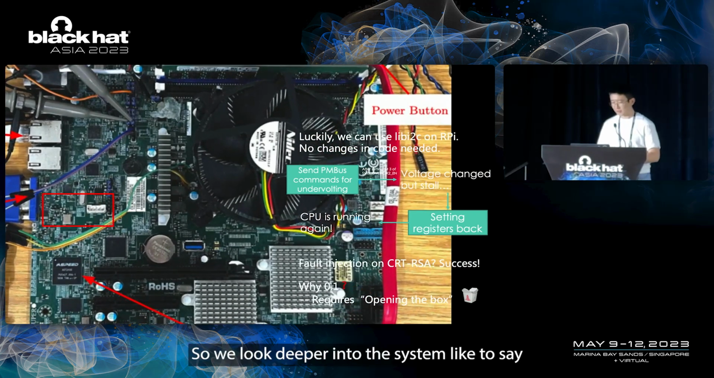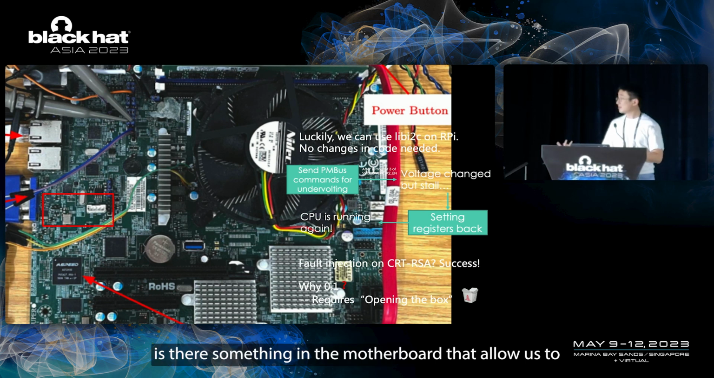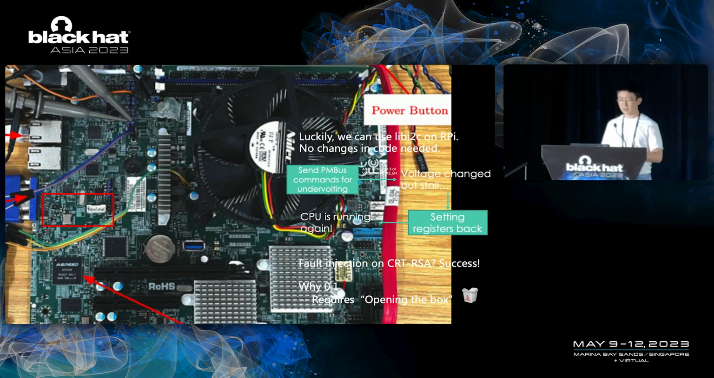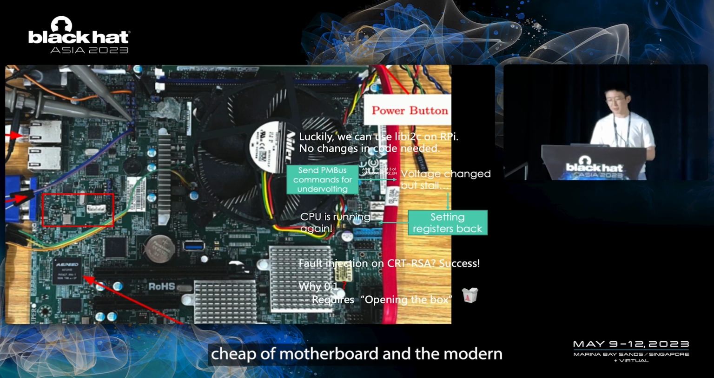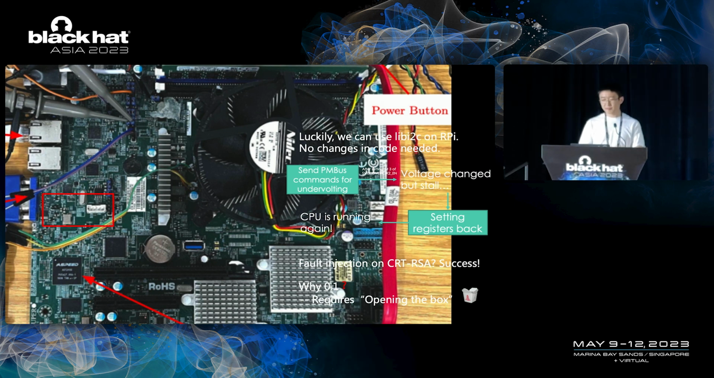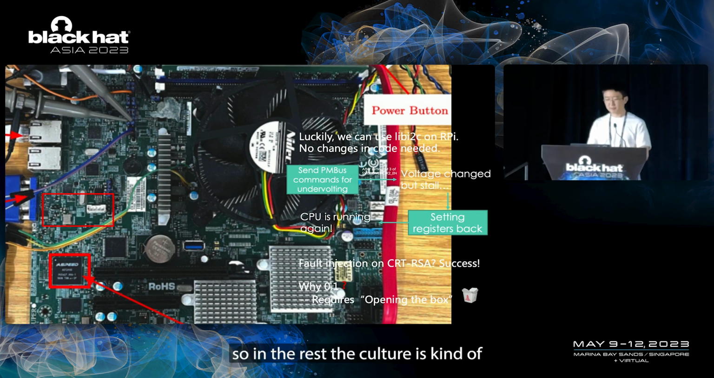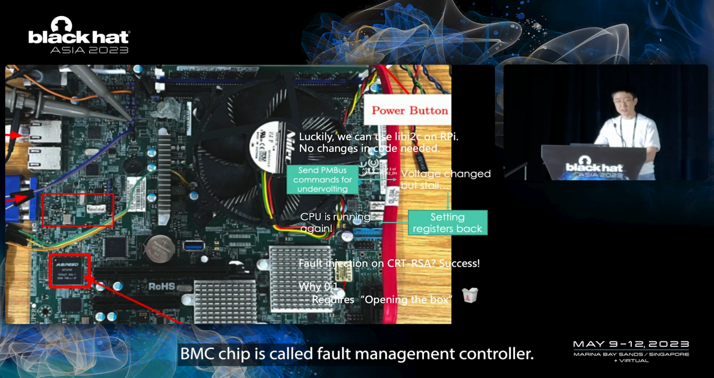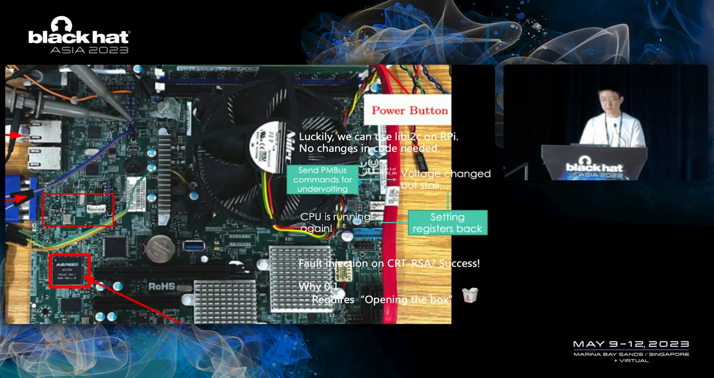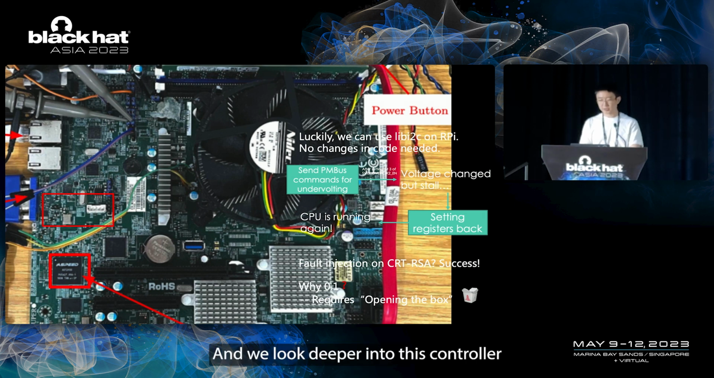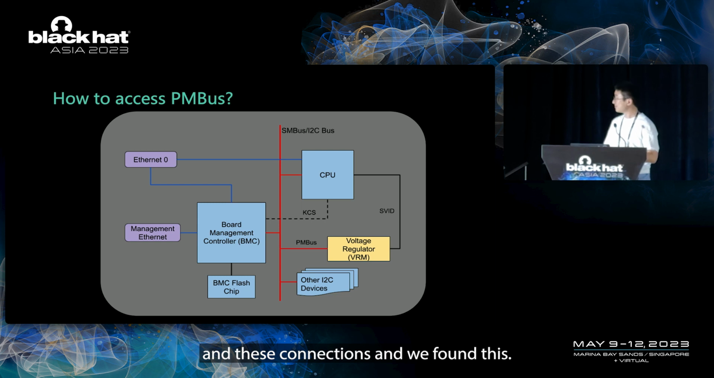So we looked deeper into the system to see whether there is something on the motherboard that allows us to do the same thing without opening the box. There's a very interesting chip on the motherboard, and the modern motherboard is a complicated device. It doesn't only have the CPU now. In the red circle, there is a BMC chip, called the baseboard management controller. This controller is usually used in server motherboards for monitoring the voltage or the temperature and things like that. And we looked deeper into this controller and its connections, and we found this.